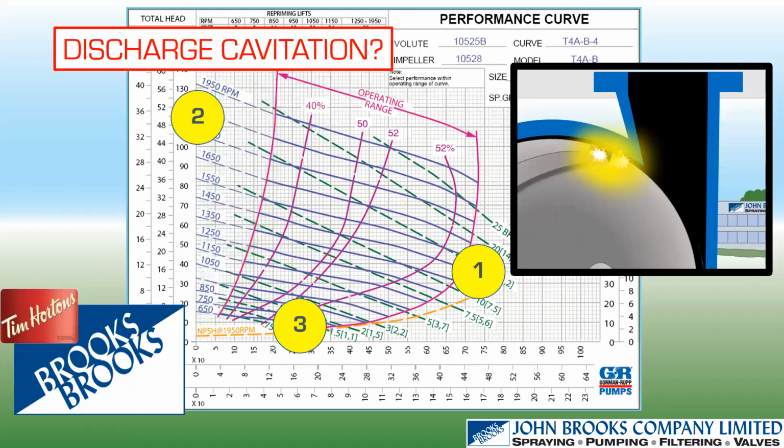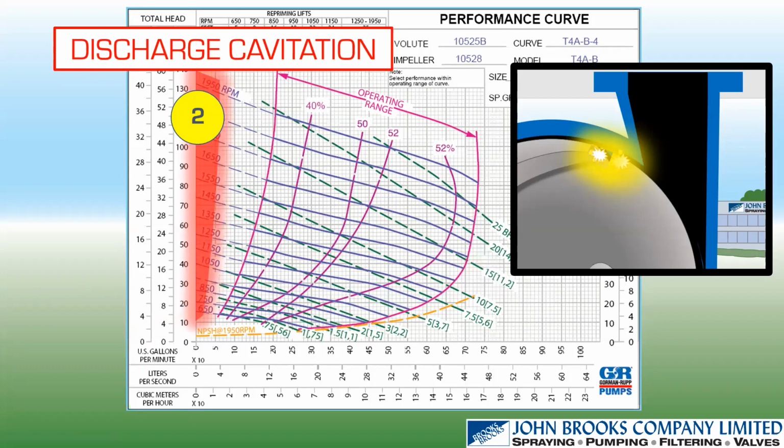Good. What about discharge cavitation? Does it occur where our NPSH line is very high? Does it occur where we're running very, very slowly? Or does it occur in location 2, where we have high pressures, low flows? Up into the 30-odd people, and answer 2 is correct.